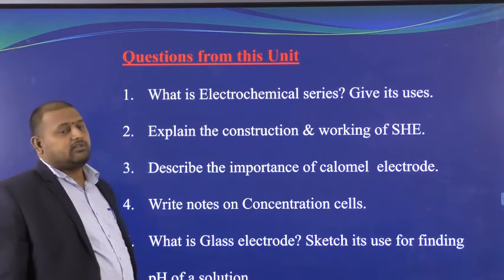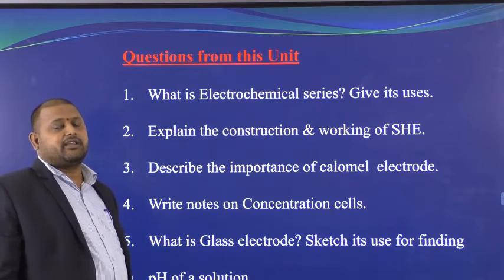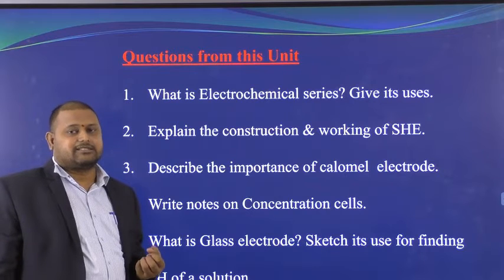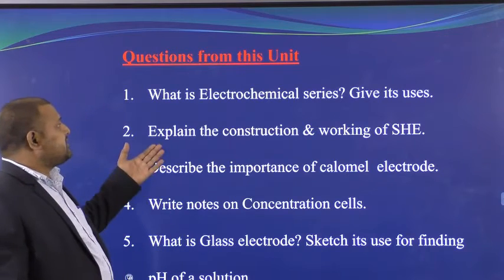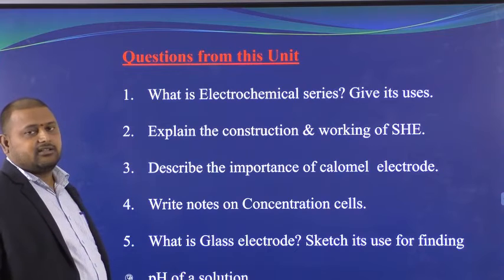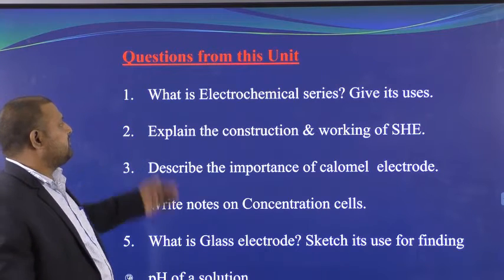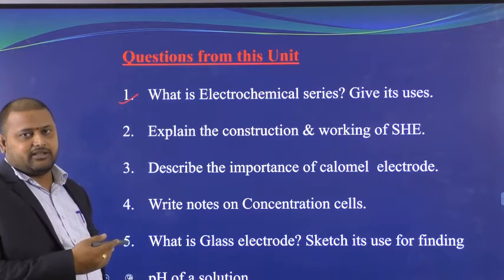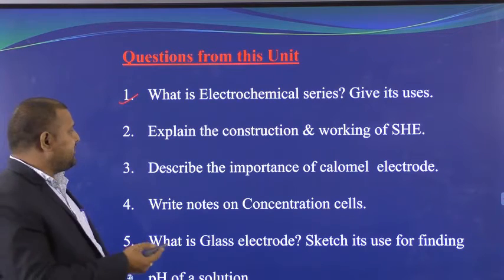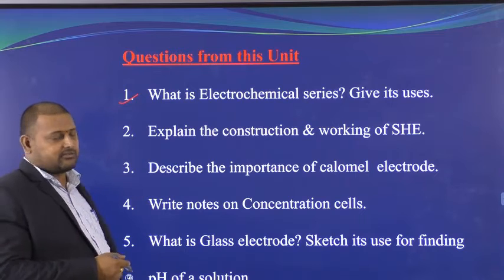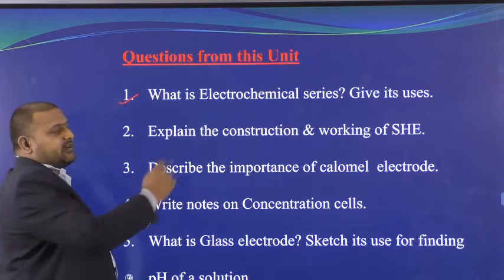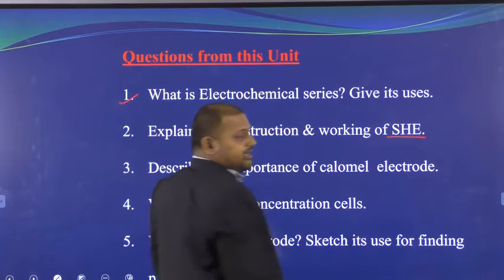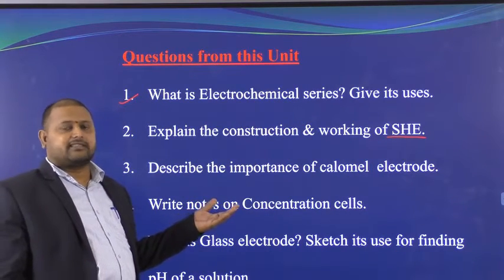So till now, this is all about the electrochemistry part, or the electrochemical cells. What are the questions that can be asked in our unit? The first one is, what is the electrochemical series? Give its uses. This is what I have been insisting on till now. The second one is the reference electrodes. Explain the construction and working of SHE, the standard hydrogen electrode. This question can also be asked.